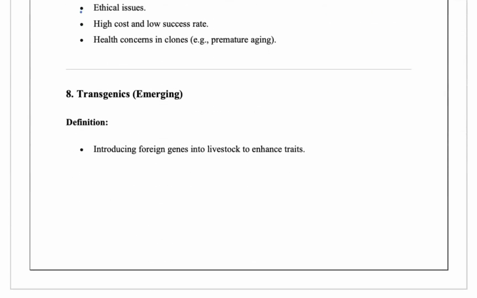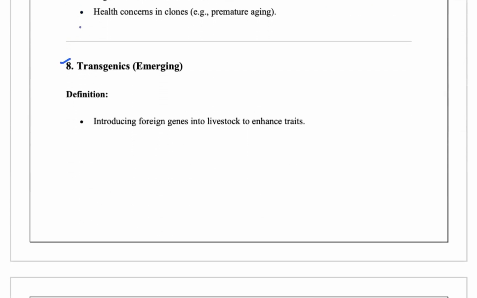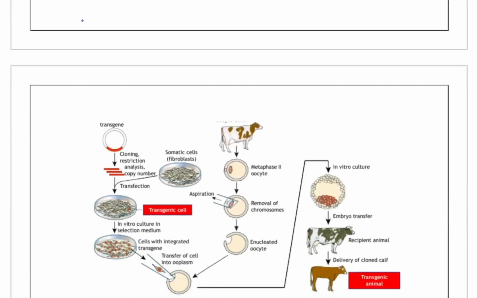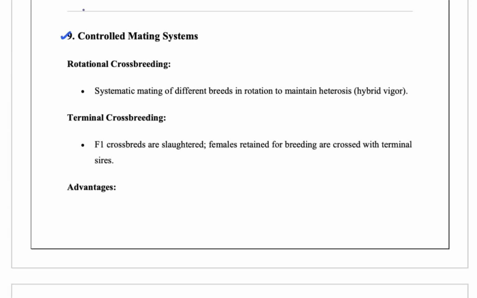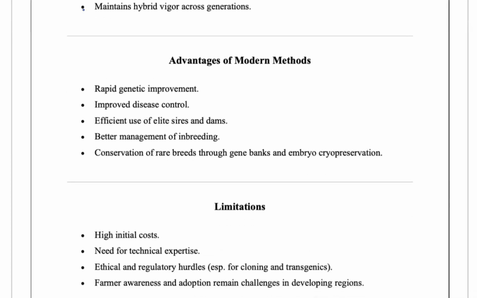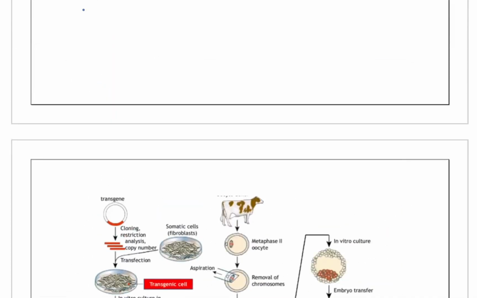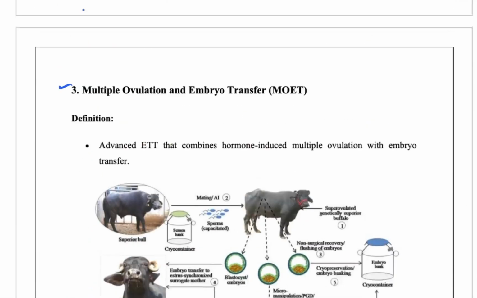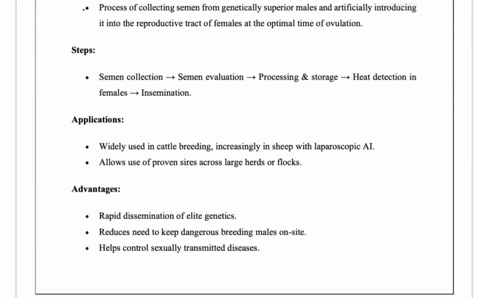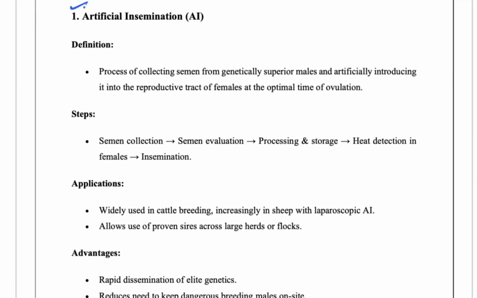And coming to the next one, that is transgenics, which is basically developing right now. It is an emerging technology. And then there is the controlled mating system, which we have already discussed in the last lecture, right? So these are some major technologies which have been used for livestock breeding. We will be discussing each one of these one by one. So let's start with the first one, that is artificial insemination.